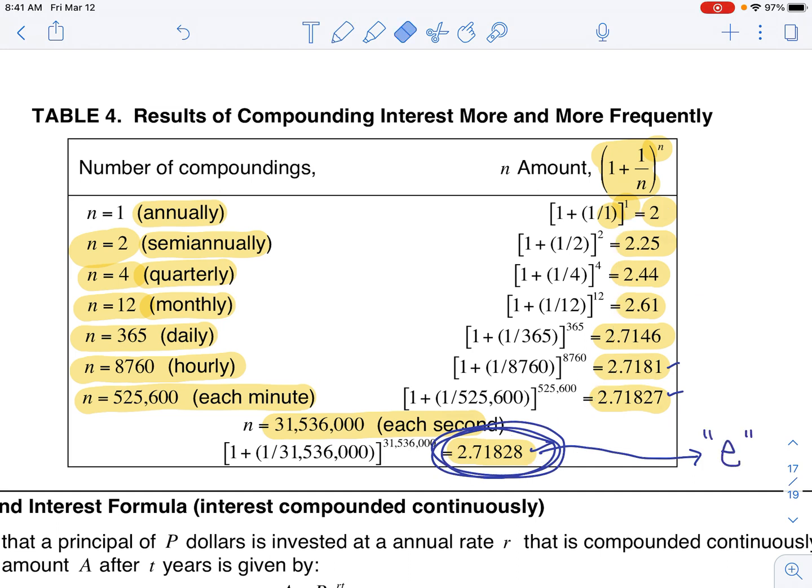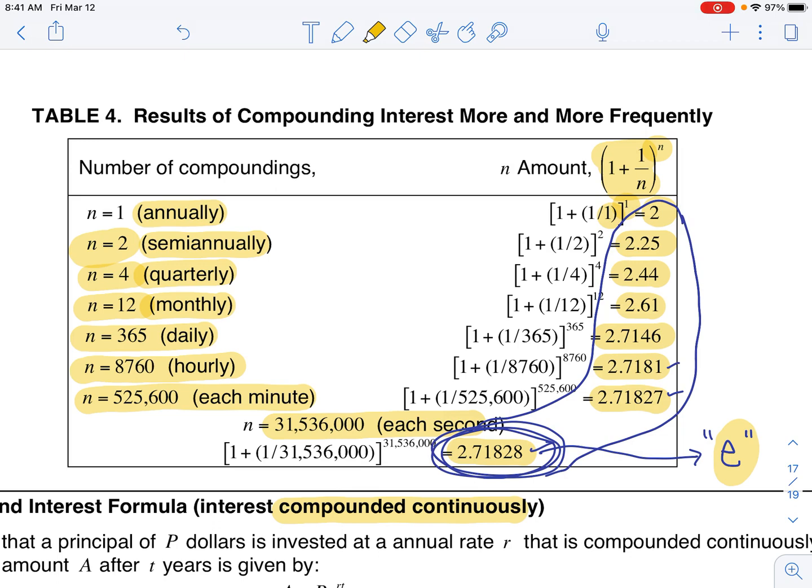It's the base of our natural log. That's E right there. That's what these numbers come to. So that's really where E comes from. It's kind of cool, the derivation of where E is. And if you kept compounding it even more and more, like milliseconds and so on, until you're literally compounding continuously, then that base becomes E.